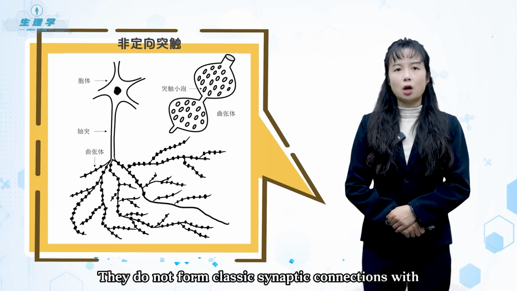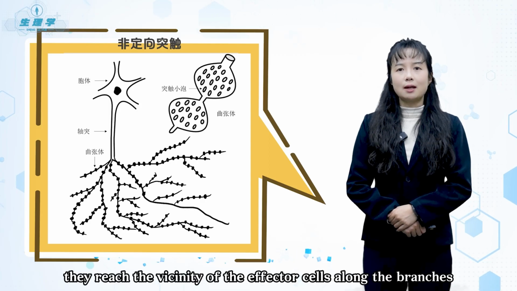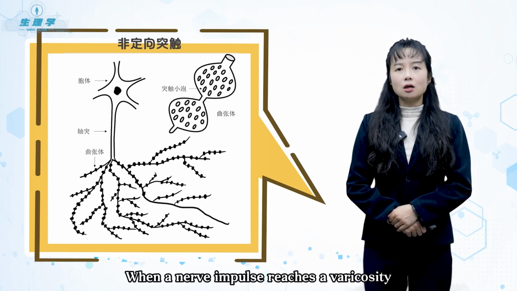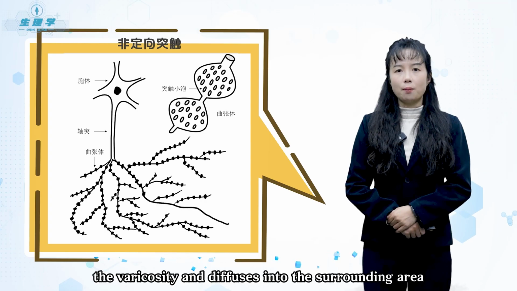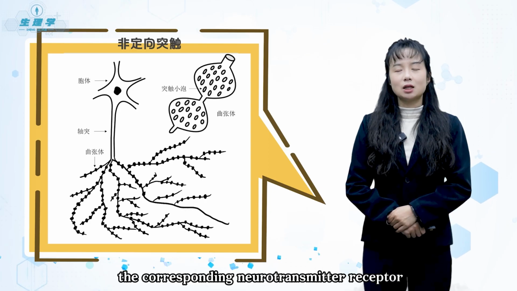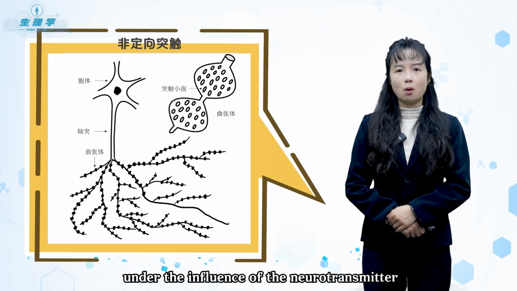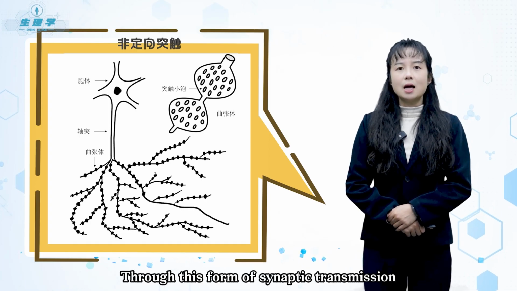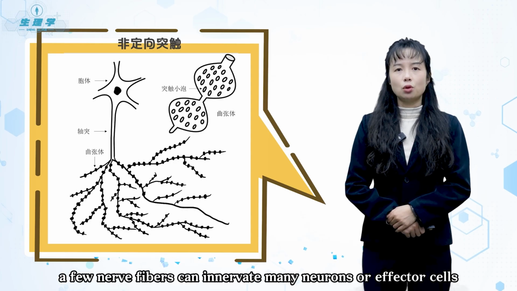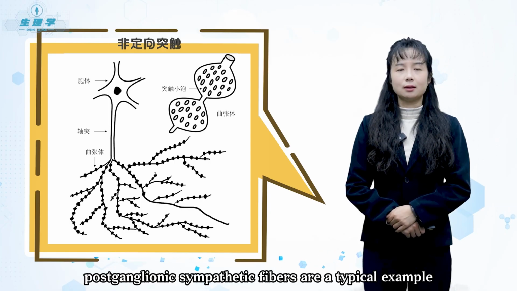They do not form classic synaptic connections with the postsynaptic effector cells. Instead, they reach the vicinity of the effector cells along the branches. When a nerve impulse reaches a varicosity, neurotransmitter is released from the vesicles within the varicosity and diffuses into the surrounding area. If neighboring tissue cells express the corresponding neurotransmitter receptor, their membrane potential can change under the influence of the neurotransmitter, producing what is called a junctional potential. Through this form of synaptic transmission, a few nerve fibers can innervate many neurons or effector cells. For example, postganglionic sympathetic fibers are a typical example.